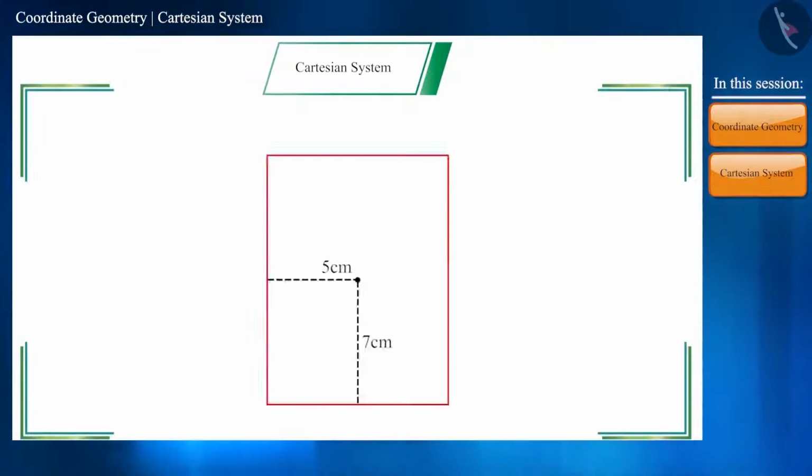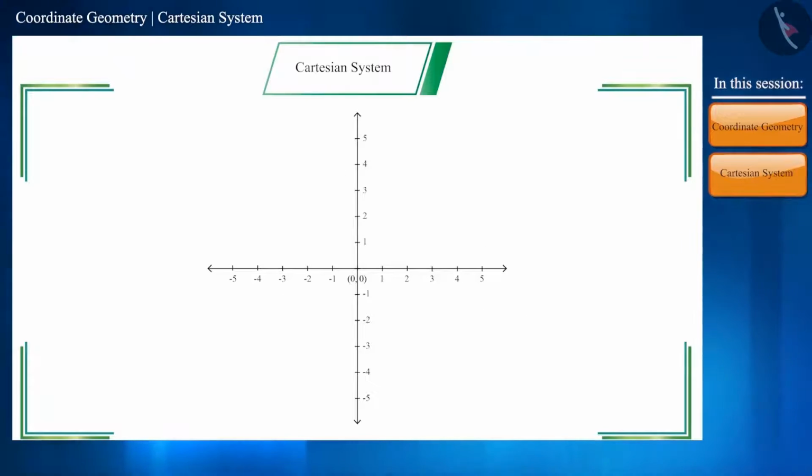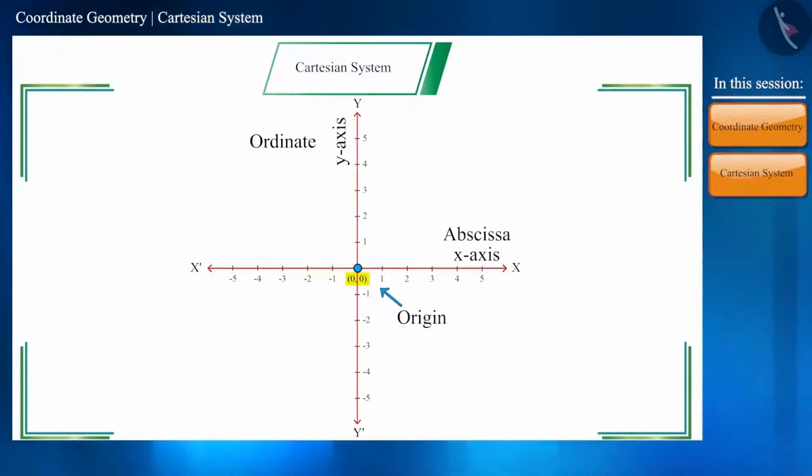As we have seen, two directions are required to understand the position of a point in a plane. In the Cartesian system, two number lines are perpendicular to each other. The horizontal line is called the x-axis and it is named xx dash. Similarly, the vertical line is called the y-axis and it is known as yy dash. The x-coordinate is also called abscissa and the y-coordinate is also called ordinate. The two axes intersect each other at the point 0, which is called the origin.